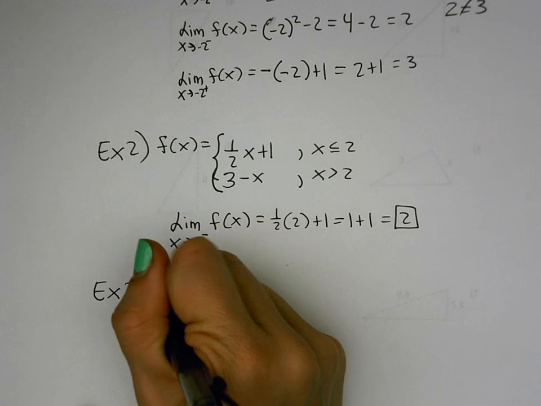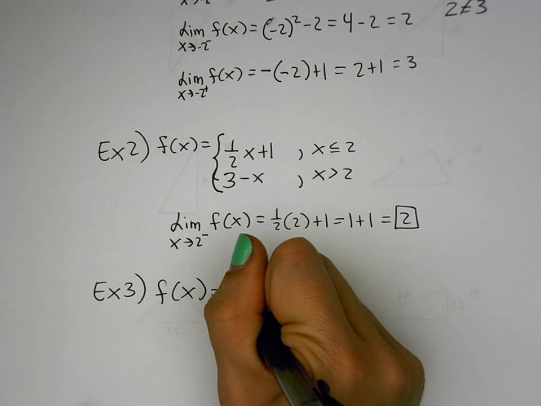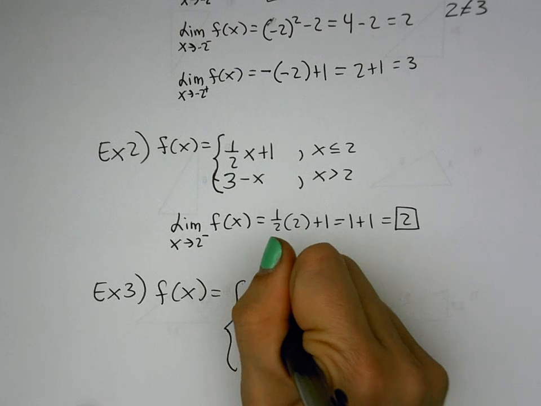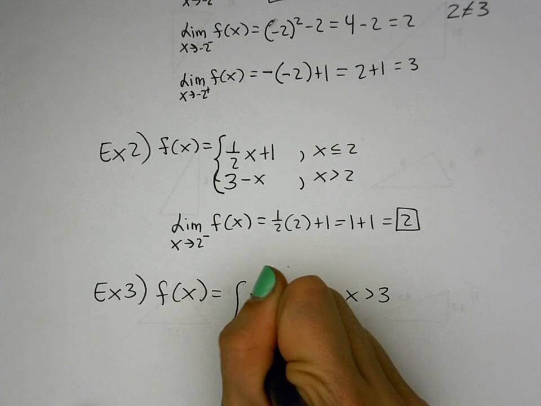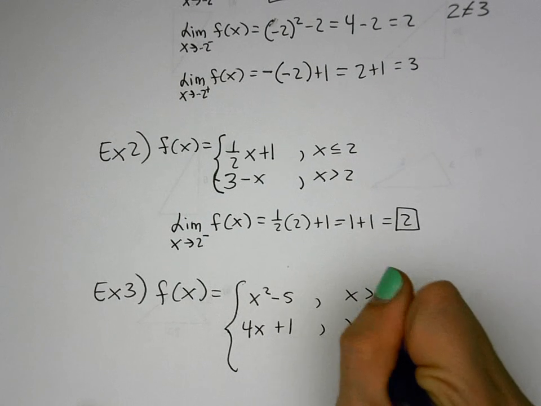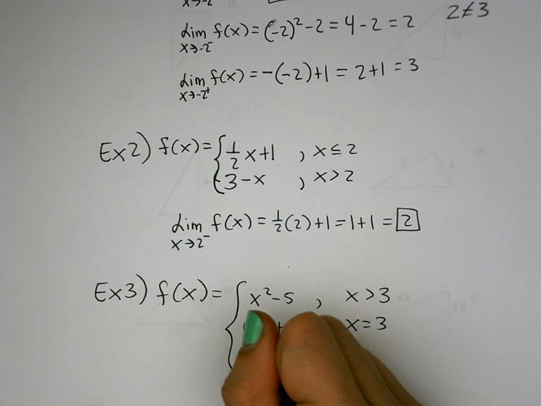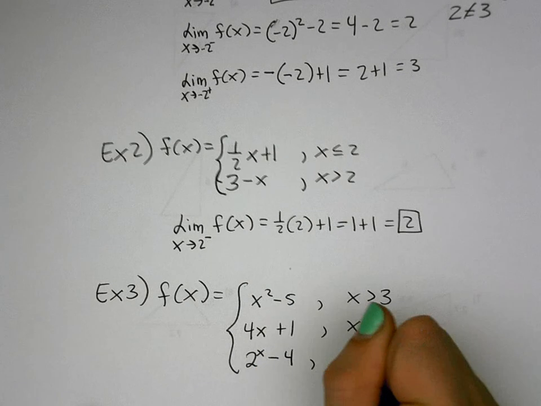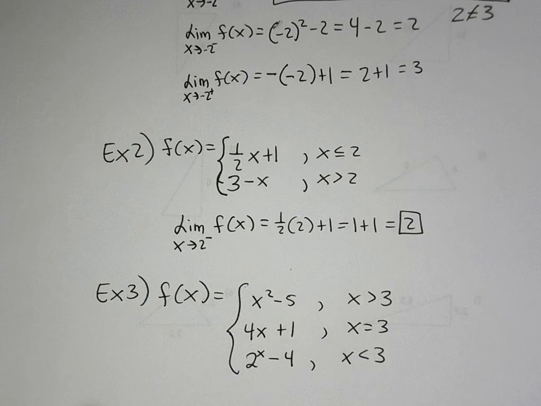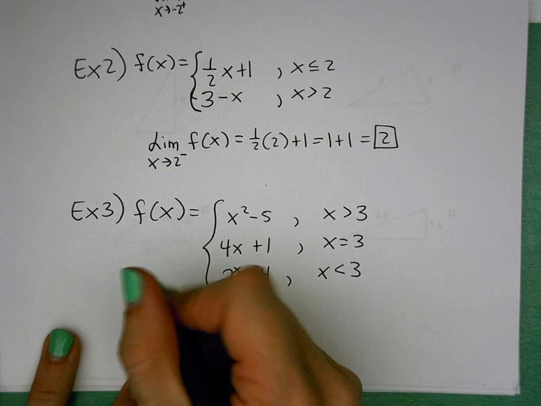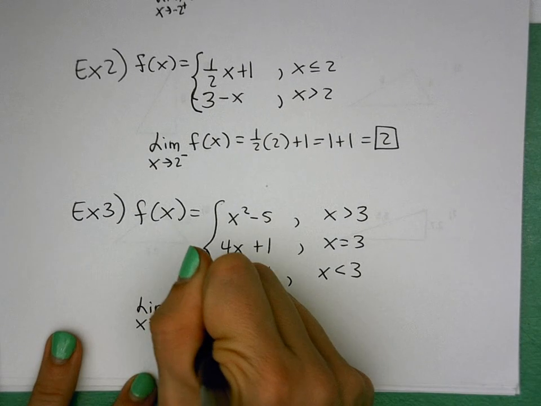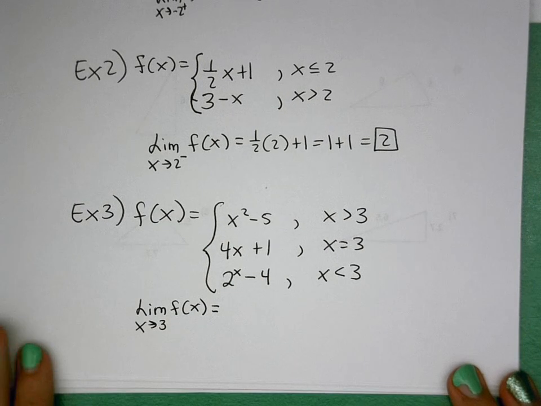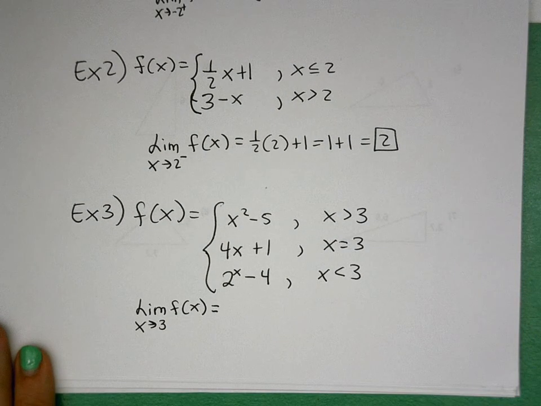Okay, we have f of x equals x squared minus 5 when x is greater than 3, 4x plus 1 when x equals 3, and 2 to the x minus 4 when x is less than 3. And I'm going to ask you for the limit as x approaches 3 of f of x. You're going to go ahead and pause this video, give this one a shot, and then restart it when you are ready.